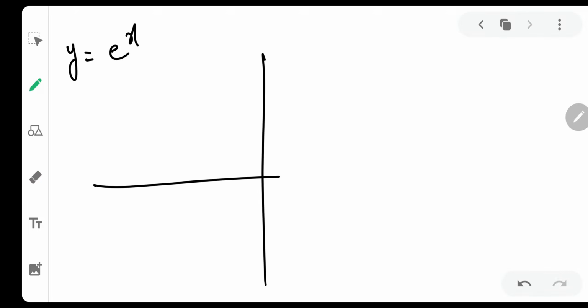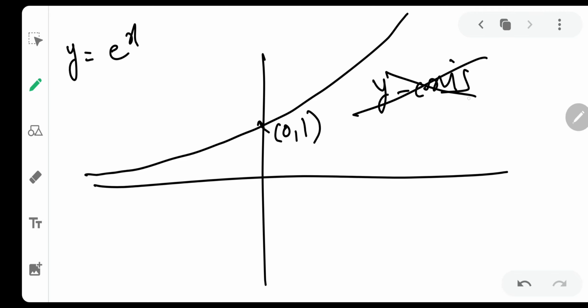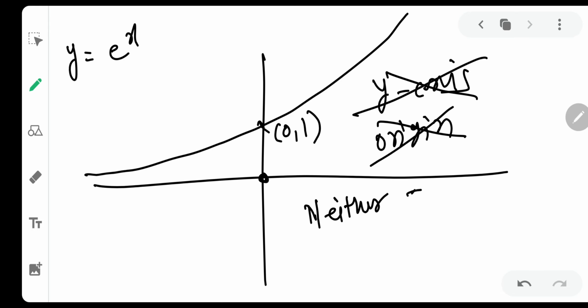Y is equal to a raised to x. Let us not take a, let us take e raised to x. Okay, y is equal to e raised to x. So this graph is something like this. And over here, what is it? I forgot. Okay, 0 comma 1. Yes, correct. Is it symmetrical about y-axis? Definitely not. Is it symmetrical about origin? Definitely not. Is it an odd function or even function? Neither even nor odd. Right? Neither even nor odd.